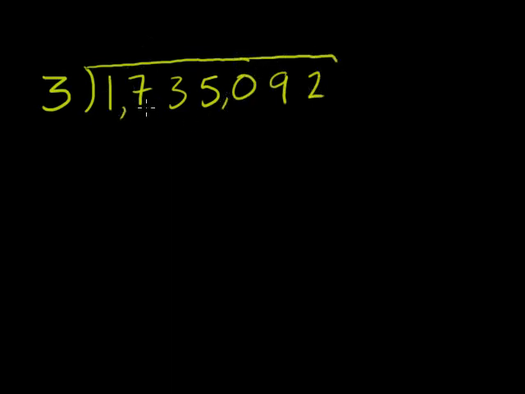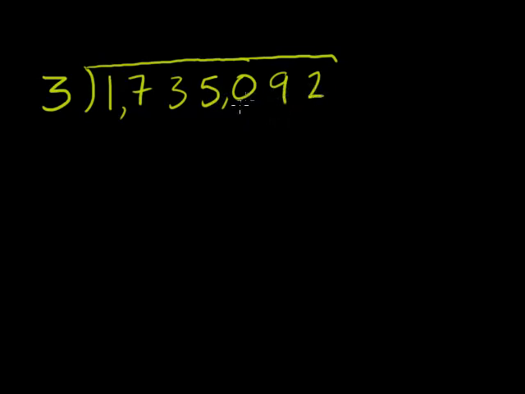So this is 1,735,092. That's what we're dividing 3 into. Actually, I'm not sure if this will have a remainder. In a future video, I'll show you how to figure out whether something is divisible by 3. Actually, we can do it right now. We just add up all these digits. 1 plus 7 is 8. 8 plus 3 is 11. 11 plus 5 is 16. 16 plus 9 is 25. 25 plus 2 is 27.